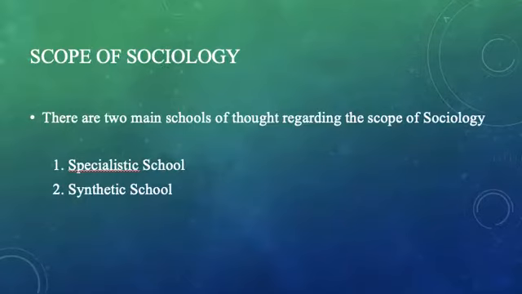Next, we have the scope of sociology. There are two main schools of thought when it comes to the scope of sociology, and they are the specialistic school of thought and the synthetic school of thought. Let's discuss them one by one.